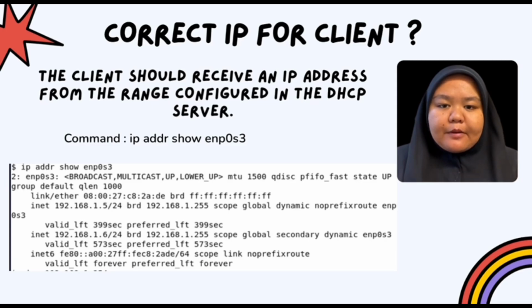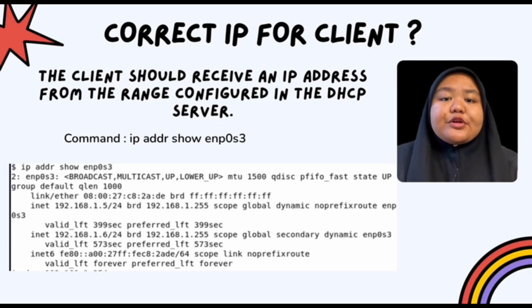Now I'm going to talk about checking the IP for the client. The client should receive an IP address from the range configured in the DHCP server. To verify this, I use this command, ip addr show enp0s3. This assigned IP address must match the subnet configured in the DHCP server configuration file.